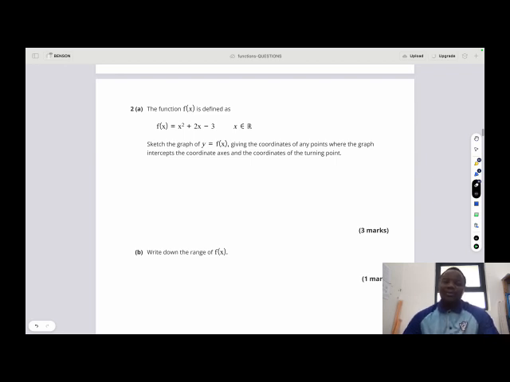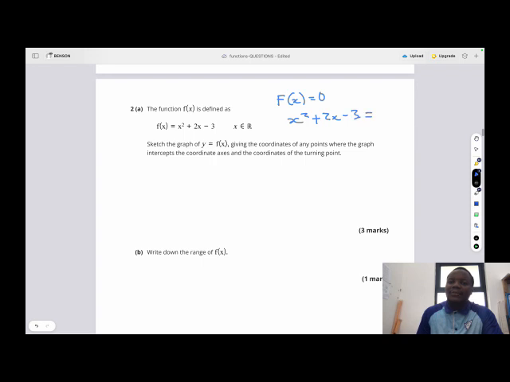Now, just to start with, from P1, we know that in order to find the x-intercepts of the function, f of x must be equal to 0. So we must solve the equation f of x equals 0. Our f of x in this case is x squared plus 2x minus 3 equals 0. So what we are going to do is try and solve this.